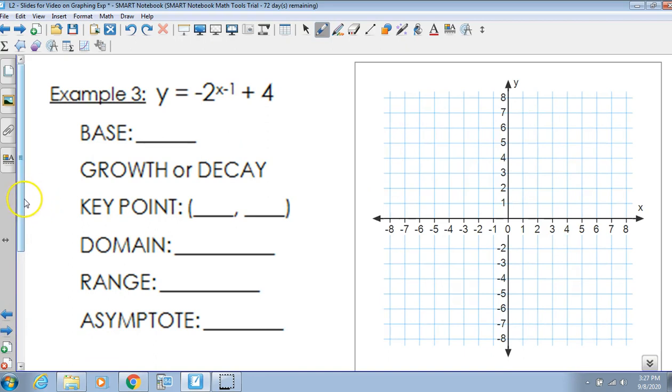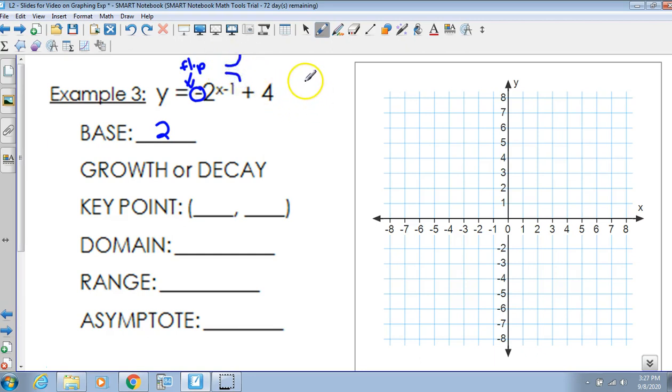And our third example, y equals -2 to the x minus 1 plus 4. Our base here is 2, but we have to pay attention to this flip. This negative right here means we are going to flip. Instead of having a function that looks like this, we are going to have a function that looks like this.